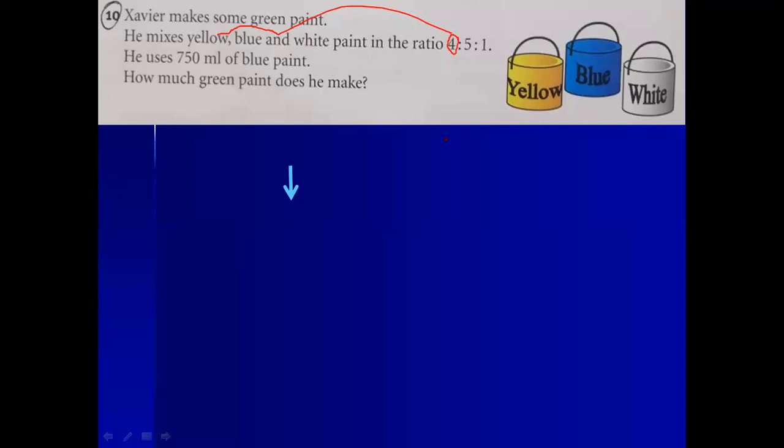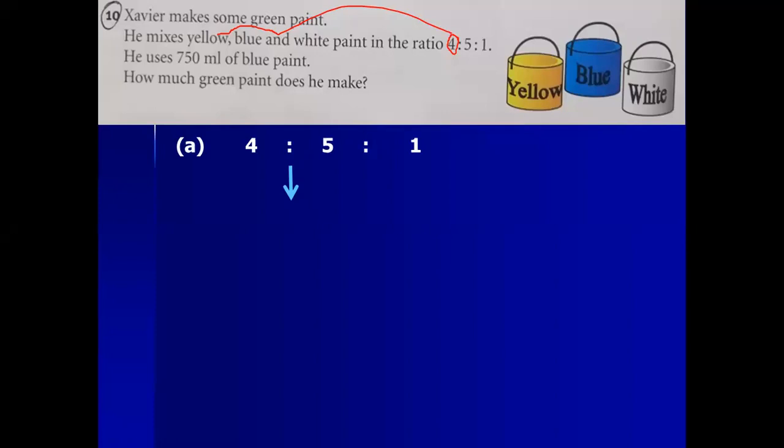Now, at first we need to find out how much he uses of yellow and white. So 750 divided by 5. Excellent. Which is how many parts of blue paint? 5. I will find one part. 750 divided by 5 is 150. Good.